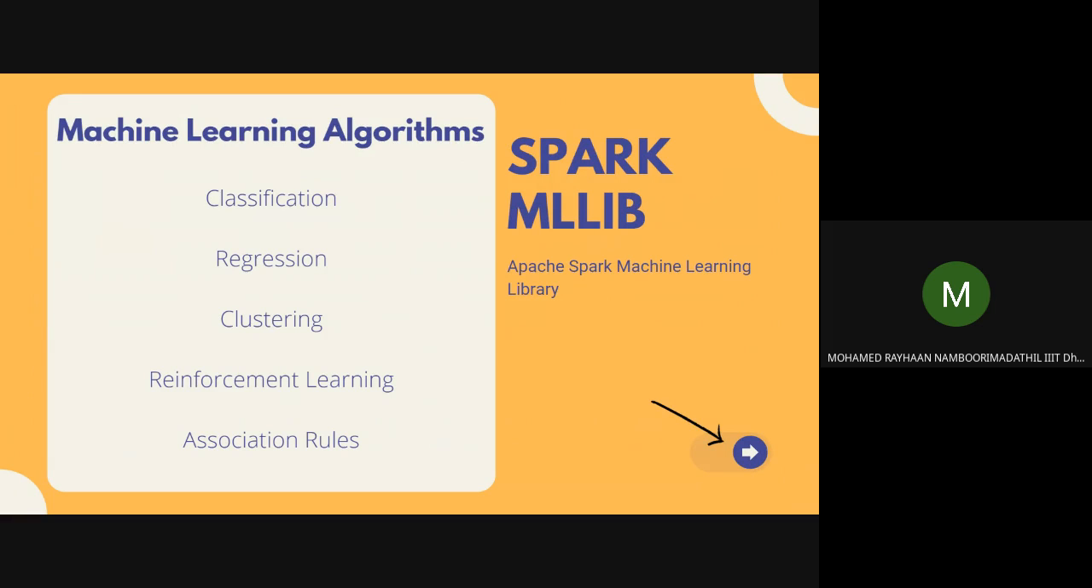Now, the machine learning algorithms. These are a few algorithms that are provided in the Spark MLlib library: classification, regression, clustering, reinforcement learning, association rules. We have used regression over here for our project.